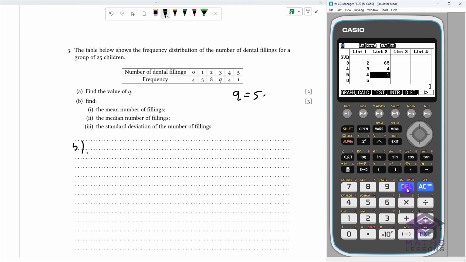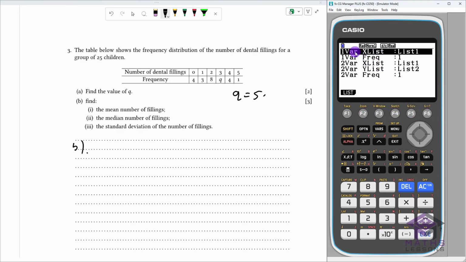I've not typed those in correctly, so let's go back and just do that. So you've got 8, 5, 4, 1, and it's worth going up and just checking through those numbers again. Now, when you do the calculations, check you've got your one variable x list as list 1, and your frequency is not going to be 1 if you're doing one variable. We haven't got a frequency equal to 1. That's what most of you probably did wrong when you made a mistake on this.